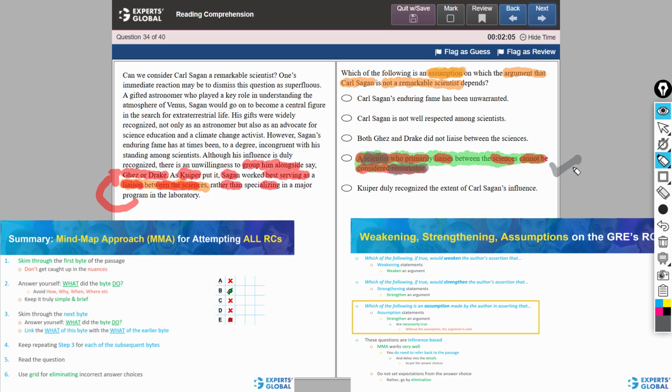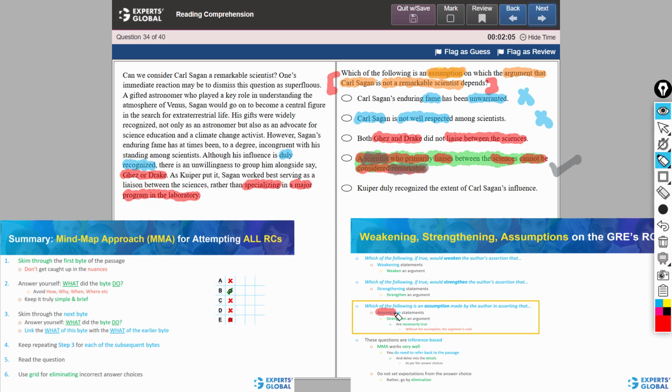Let's still look at the other answer choices. The passage talks about due recognition, therefore, answer choices along the lines of fame being unwarranted or our scientist not being well respected are not the assumptions made in the argument. We only know that these scientists did specialize in major programs in the laboratory. Whether they also liaise between the sciences, we don't know. This assumption is not required for reaching this conclusion.